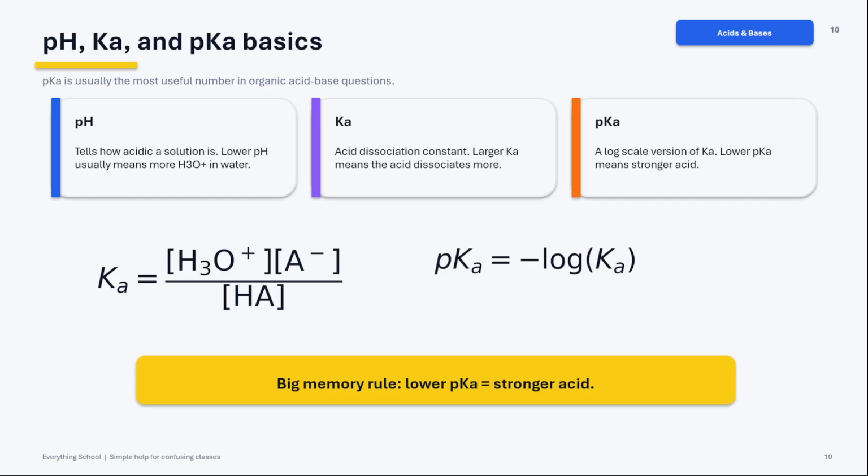This rule is one of the most important rules in the whole lesson. Bigger Ka means stronger acid, but lower pKa means stronger acid. So do not treat pKa like a normal strength number. For pKa, lower means stronger.